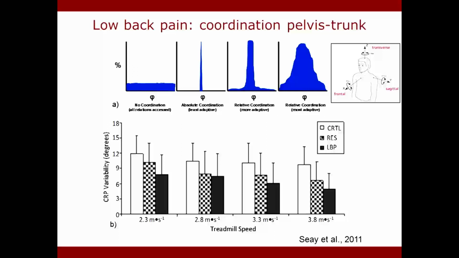And we interpret that in the context of coordination or relative motion: for the control participants, the motion is more in the form of relative coordination, mostly adaptable. And when you go to the resolved group, it becomes a little less. So this is based on von Holst's principle. So a bit more adaptive, and then when you go to the low back pain group, it becomes more absolute, less adaptive.